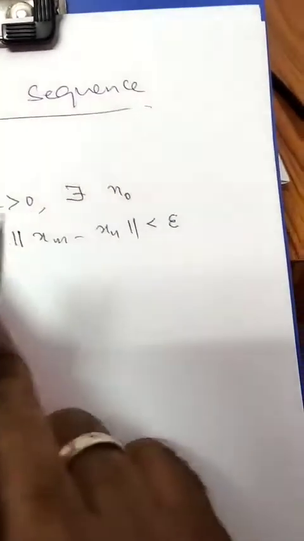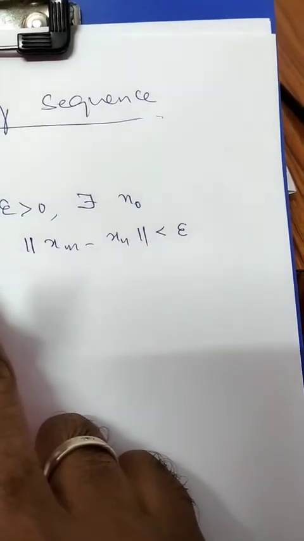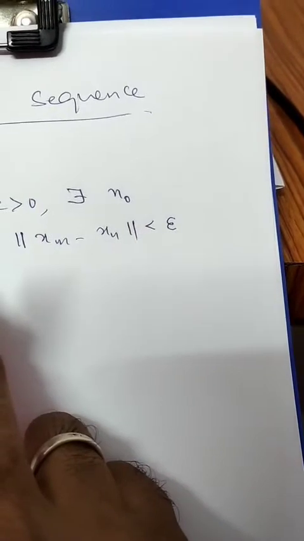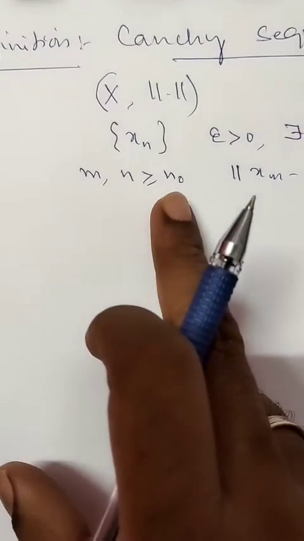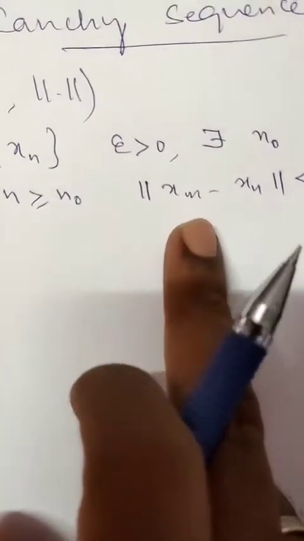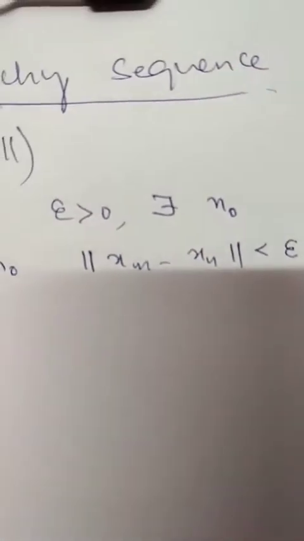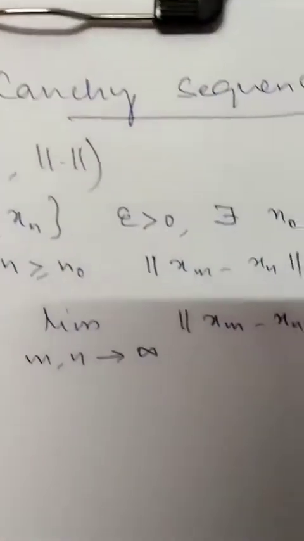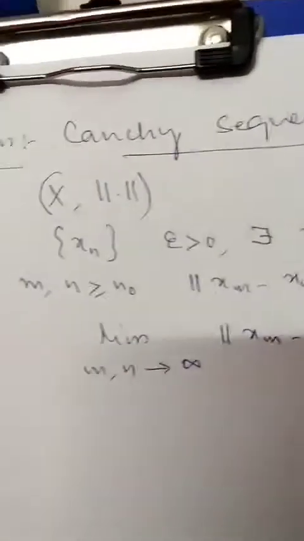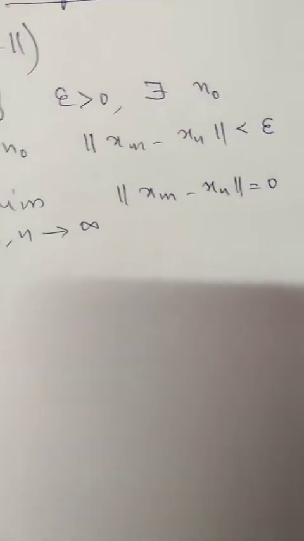So if xn is a sequence in X, then this sequence is said to be a Cauchy sequence if for each epsilon positive there exists a positive integer n naught such that m, n greater than or equal to n naught implies the norm of xm minus xn is less than epsilon. Or equivalently, we can say that the limit as m, n tend to infinity of the norm of xm minus xn is equal to 0.